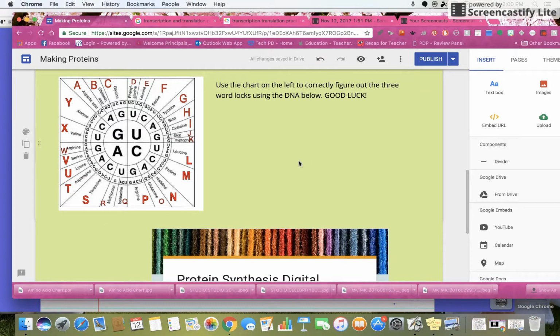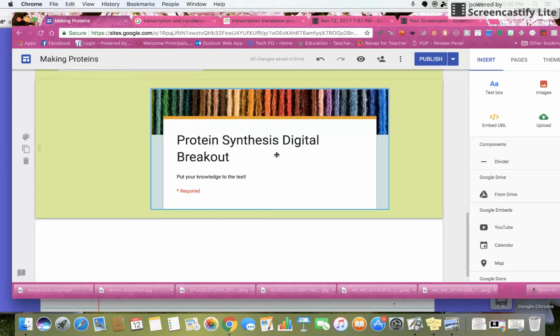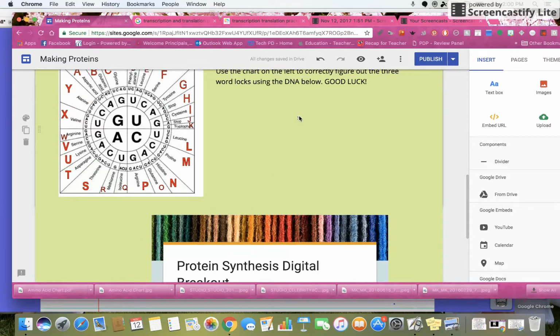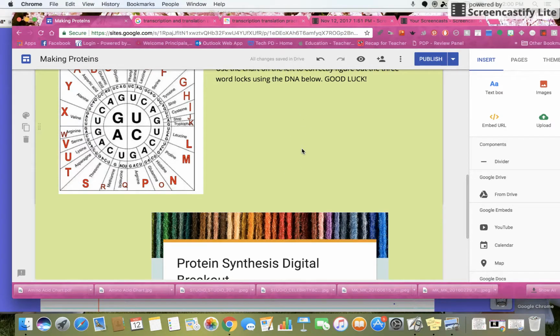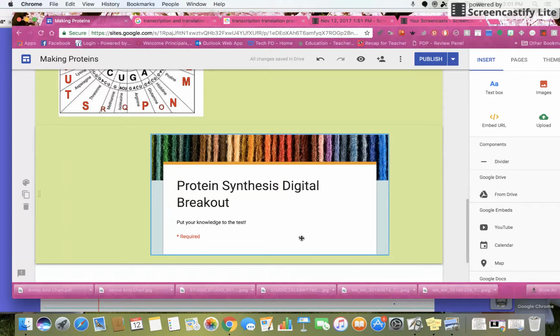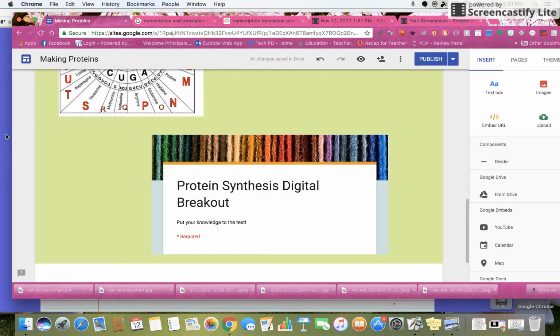They're not in there yet. I got to build them. And then you'll be putting them into these word locks to see if you can digitally break into these word locks based on your work here. So if you do these right, you'll know because you'll break into the three word locks that are going to be present down here where it says put your knowledge to the test under protein synthesis digital breakout.